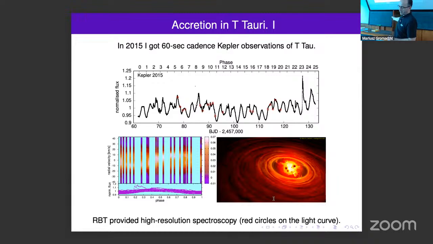This is the Kepler light curve phase-forwarded with the period 2.81 days, which I found. So we see that the variability of the light curve is most probably caused by a hot spot on the star. It is an artist's picture, not necessarily for T Tauri, but for many classical T Tauri-type stars. And T Tauri is actually observed almost from the pole. So we see some modulation when the star rotates.